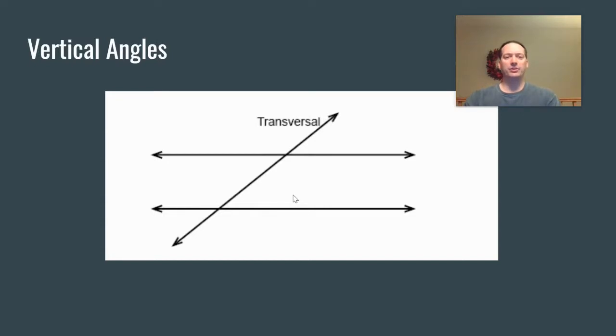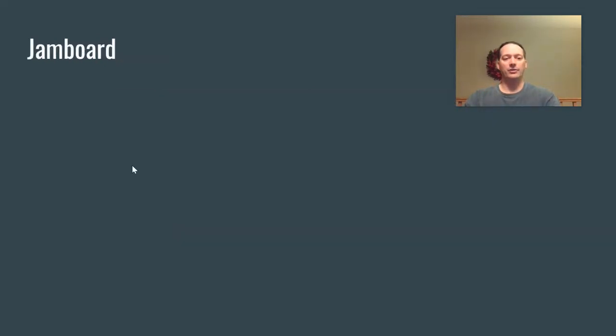Now, that also leads us to vertical angles. This is just a little review from earlier in the year. Vertical angles are angles that are across from each other when two lines intersect. So 1 and 4 are vertical angles. And if you remember, vertical angles are also congruent. So whatever 1 is, 4 is going to be the same measure. 2 and 3 are vertical, 5 and 8 are vertical, and finally 6 and 7 are vertical.